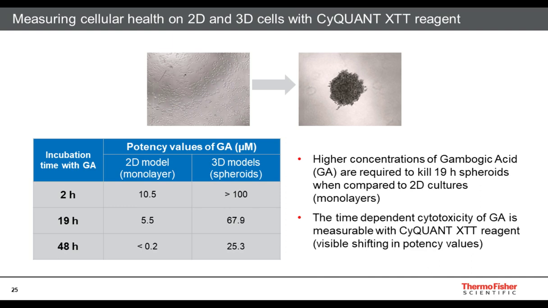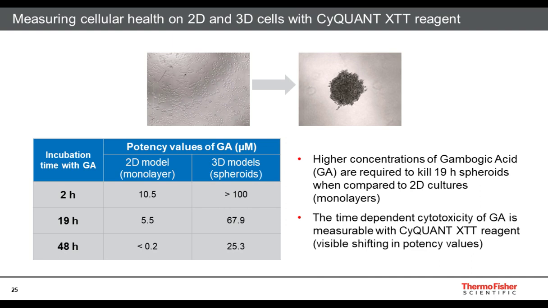So here's a summary of the IC50 values obtained from the CyQUANT XTT analysis with the drug treatment of monolayer or spheroid cellular models. As I mentioned earlier, higher concentrations of gambogic acid are required to kill the 19-hour spheroids when compared to monolayer cells or cultures. This is because of the complexity of the 3D models. More of the drug is required to penetrate the core of the complex structure.